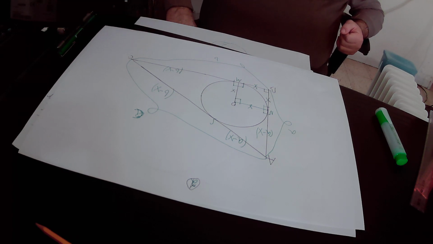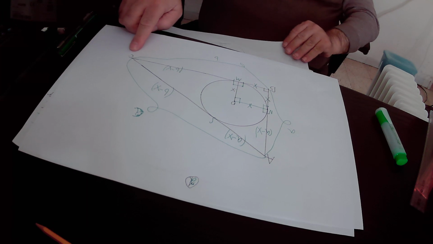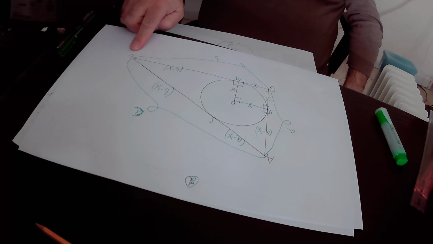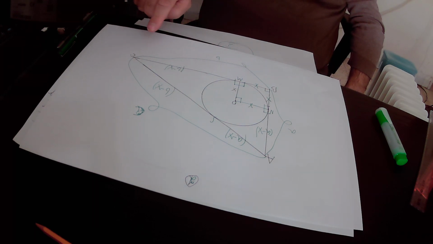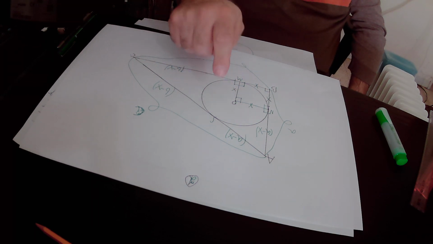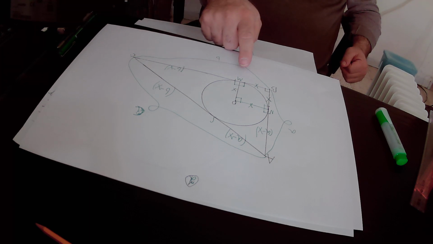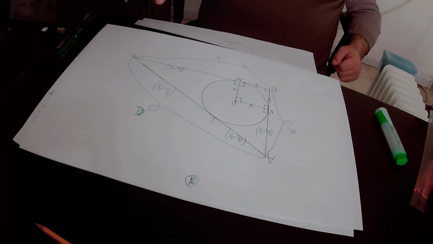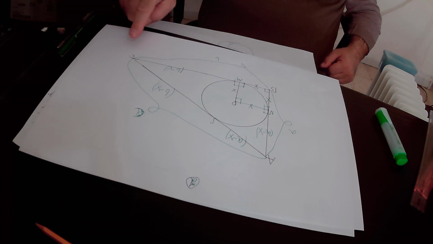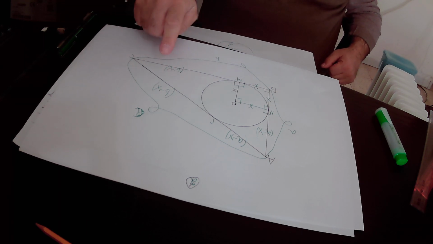We'll focus on the common external point, point C. From the common external point, point C, we have two tangents to the circle, tangent CM and tangent CS. And according to rule number 2, they must be equal to each other. That is to say, CM equals CS. But CM is B minus x, therefore CS must also be equal to B minus x.